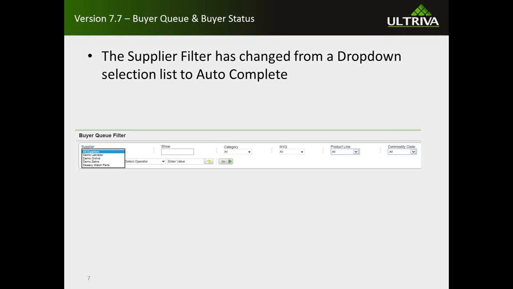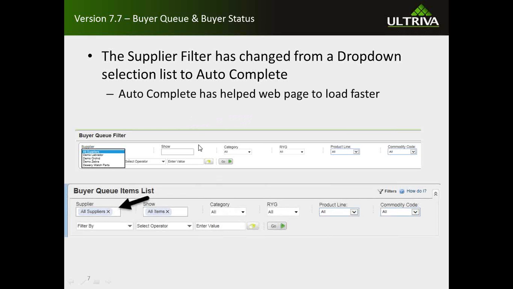Thanks, Lori. One of the things we've been getting feedback on, as well as looking at ourselves, is that as the number of suppliers goes up, the drop-down list in the buyer queue filter really expands, and when you run into hundreds or thousands, it takes time to load. So what we did was we pre-validate.